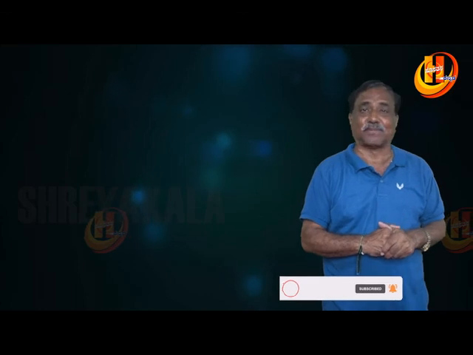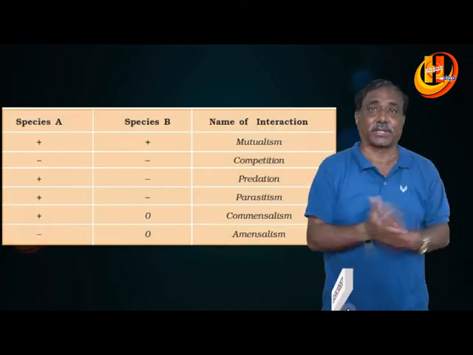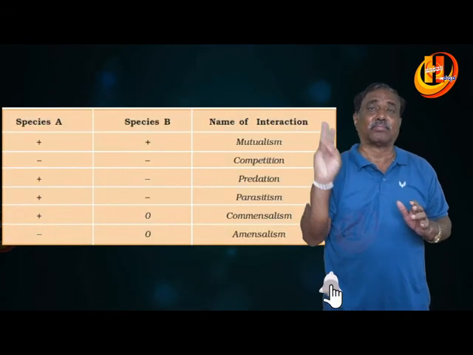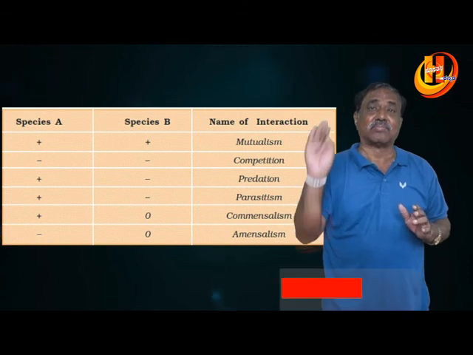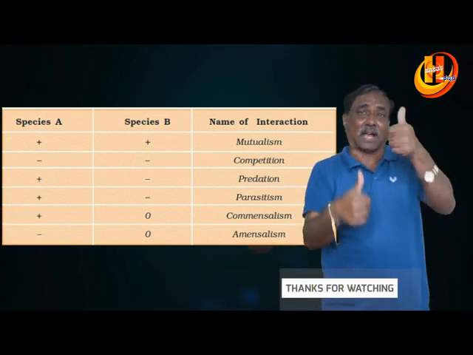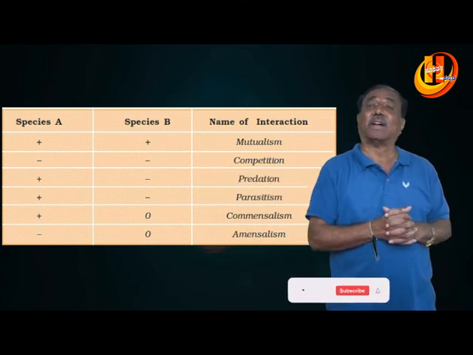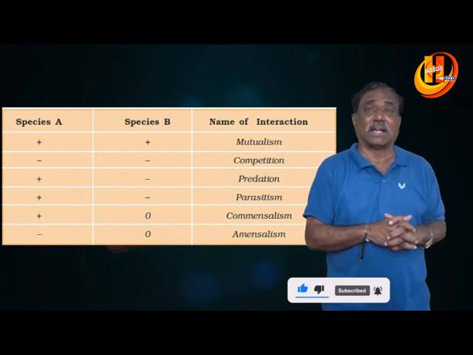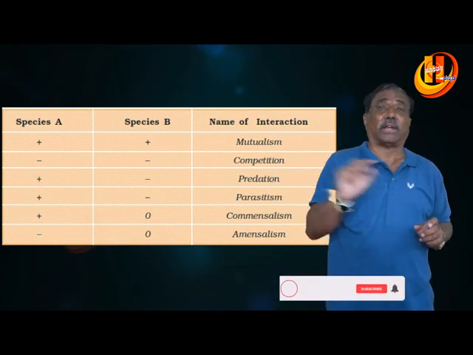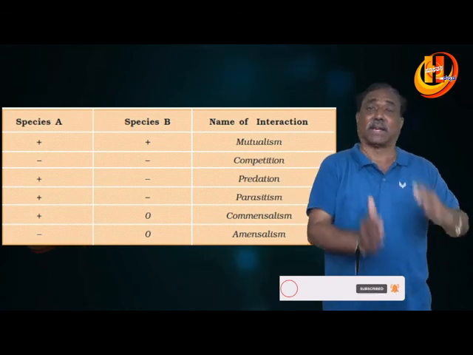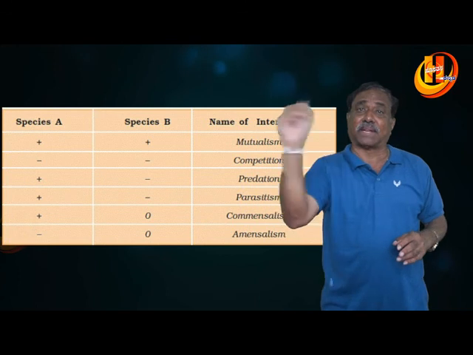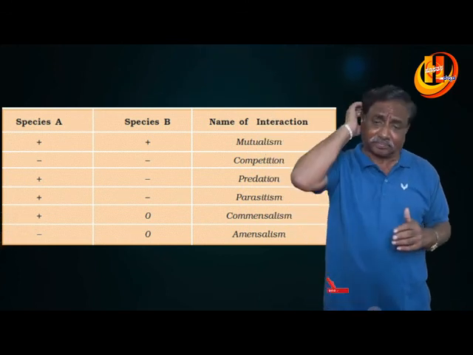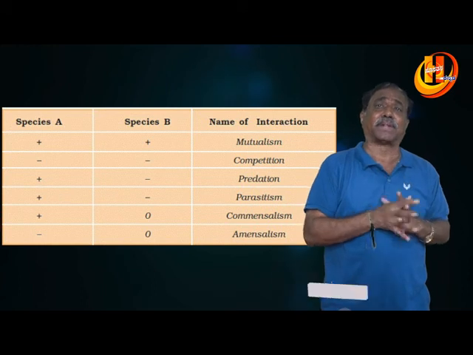Apart from this, the next important thing, the last aspect in this 13th chapter, is the interactions. Competition, predation, parasitism, mutualism, commensalism, and amensalism are the various kinds of interactions. Competition is a kind of interaction where both organisms are affected, that is minus. It is a negative interaction found in organisms where both are affected. Minus, minus. So, for example, in competition, what happens?